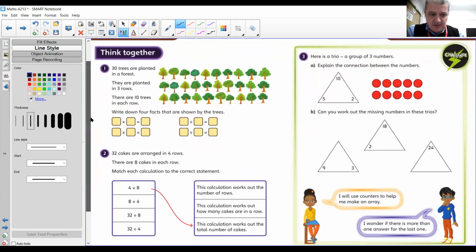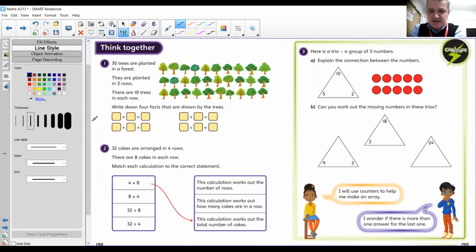Okay, so 30 trees are planted in a forest. They are planted in 3 rows. There are 10 trees in each row. In fact, what I'm going to ask you to do is to complete the 4 number sentences that relate to that. Okay, so it shouldn't take you very long. 30 trees. So we know we're going to have 30 here. We're going to have 30 here. How do I get 30? 2 different ways.